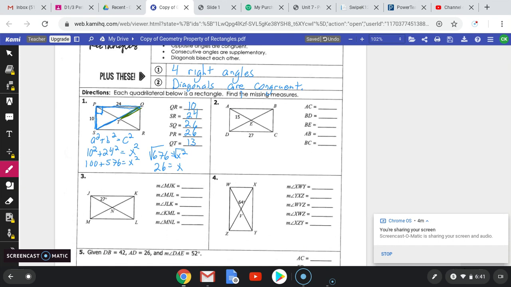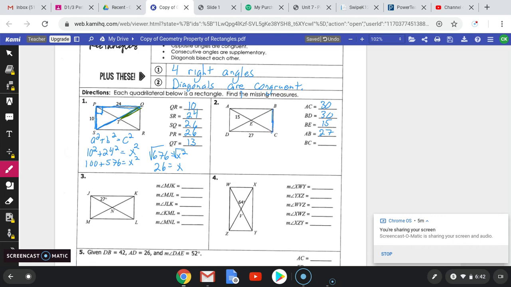Now, number 2 is the same thing. I just want to show you something that's different. We know AC is going to be 30 because AE is 15, so EC has to be 15, so AC is 30. BD is going to be 30 because diagonals are the same. BE is going to be 15 because it's half. AB is 27 because it's the opposite side. But now I want to find BC.